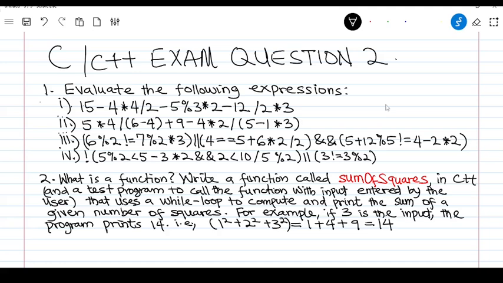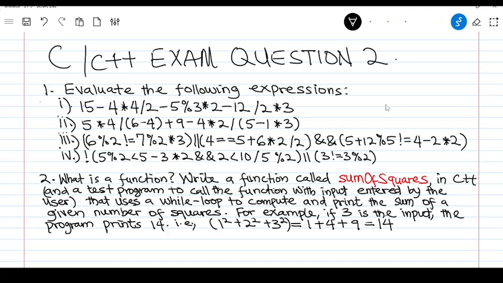The third question is 6 modulo 2 is not equal to 7 modulo 2 times 3, or 4 is equal to 5 plus 6 times 2 divided by 2, and 5 plus 12 modulo 5 is not equal to 4 minus 2 times 2.